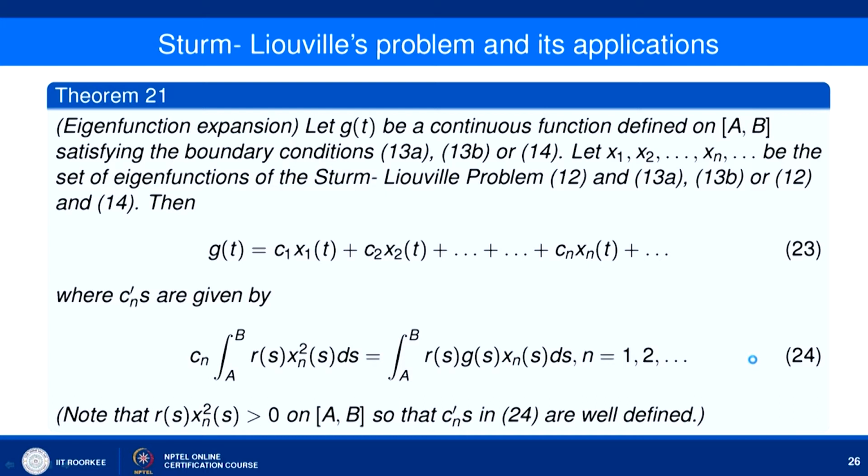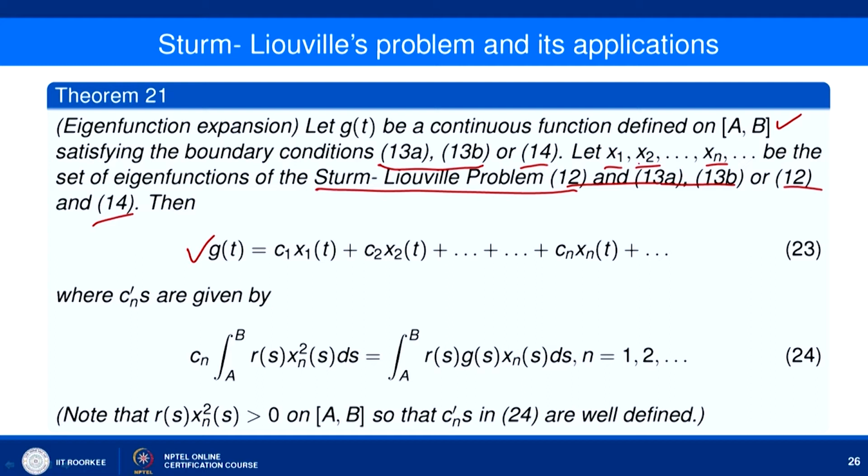So, that is the content of this theorem 21. Let g(t) be a continuous function defined on the closed interval [a, b] and satisfying the boundary condition either 13a, 13b or 14, and let us assume that we have certain boundary eigenfunctions, let us say x1, x2, ..., xn, the set of eigenfunctions of the Sturm-Liouville problem 12 and 13a, 13b, or 12 along with 14. Then you can expand your g(t) in terms of these eigenfunctions, that is C1 x1(t) plus C2 x2(t) and so on, Cn xn(t) and so on.